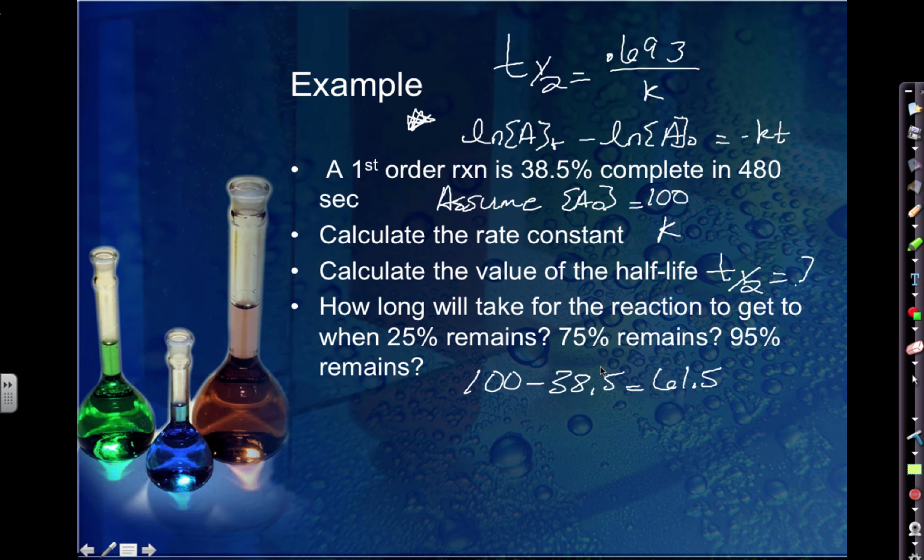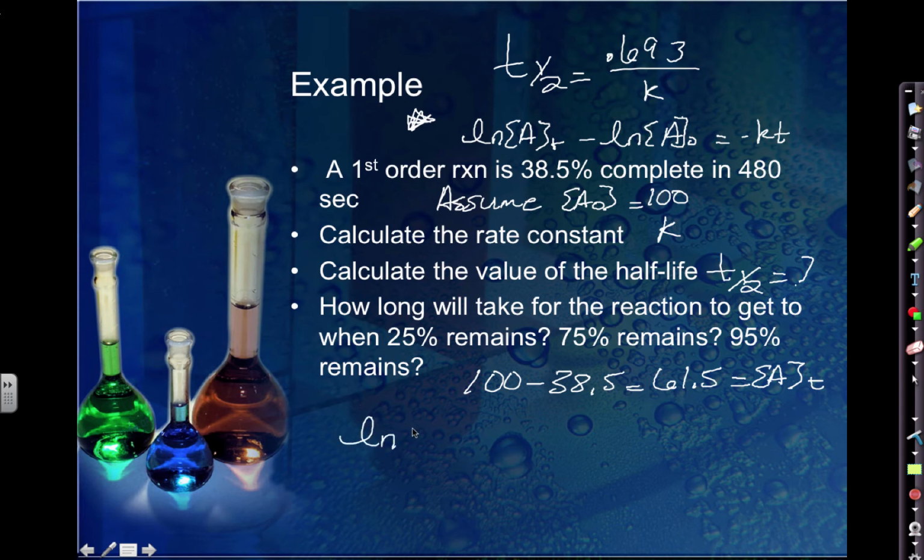And I'm doing that because I'm assuming that I'm starting with 100. It goes until it's 38.5% complete, which means at 480 seconds, I have 61.5 moles per liter. So I have my concentration at 480 seconds. I have my initial concentration. I have the time, it's just 480 seconds. I can simply plug in everything and solve for K.